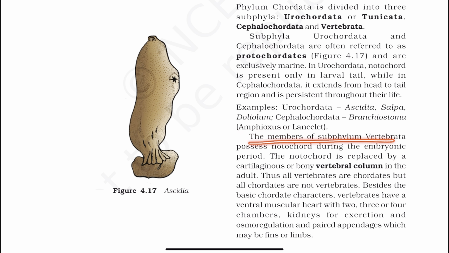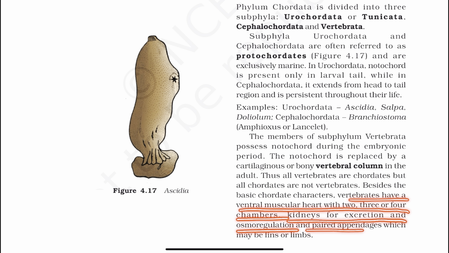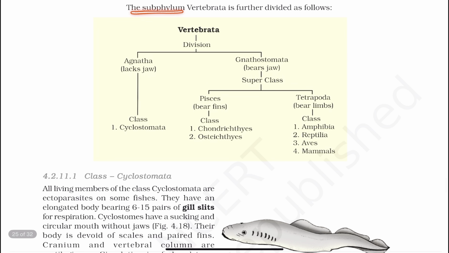The members of subphylum Vertebrata possess notochord during the embryonic period. The notochord is replaced by cartilaginous or bony vertebral column in adults. All vertebrates are chordates, but all chordates are not vertebrates. Besides the basic chordate characters, vertebrates have a ventral muscular heart with two, three, or four chambers, kidneys for excretion and osmoregulation, and paired appendages, which may be fins or limbs. Figure 4.17, Ascidia. The subphylum Vertebrata is further divided as follows.